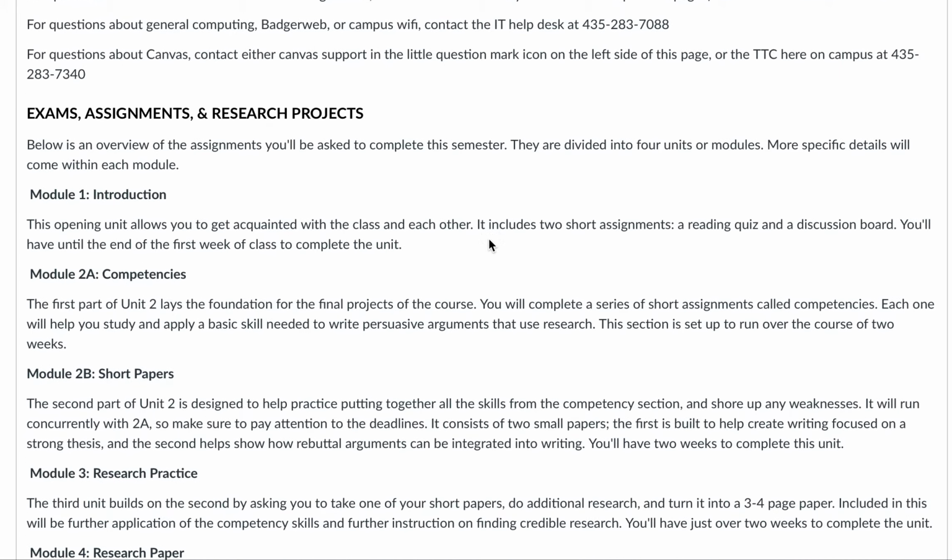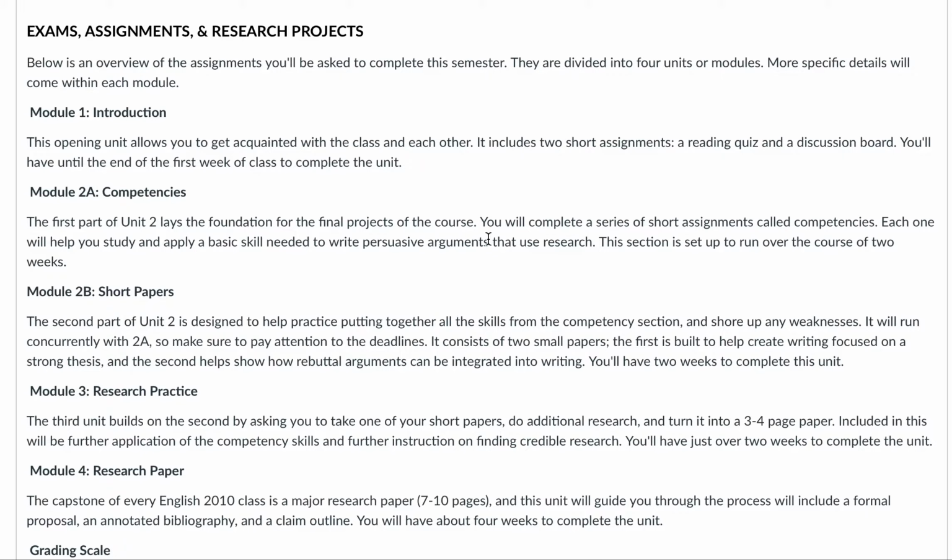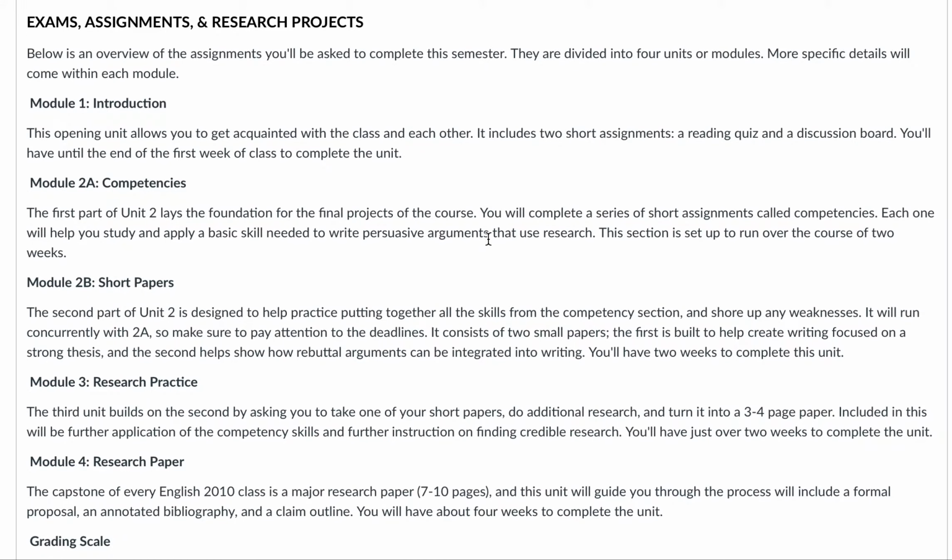General breakdown of our semester. We have 4 big chunks. They are not all the same size. Module 1 is a week long, and it's just a quick reading quiz and a discussion board so that I can make sure that you're here, that you're up to speed, so that you can get to know me, so that I can get to know you, all that kind of fun stuff. And then we get into our competencies unit.